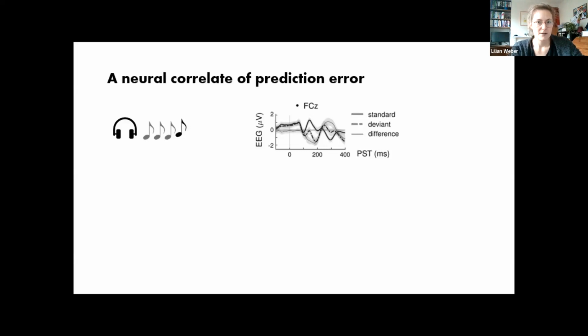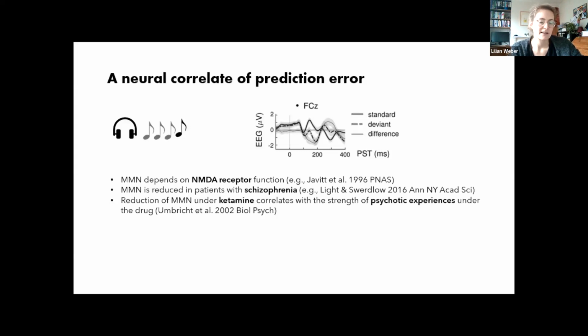But what is also nice is that even though this seems to be a very basic mechanism that we're tapping into here, of how the brain extracts regularities from its environment, it still is interesting from a clinical perspective. So we know, for example, that this signal depends on intact NMDA receptor signaling. We know that from animal studies, but also in humans, that when we block NMDA receptors, for example, using ketamine, this signal is reduced. And it is similarly reduced in patients with schizophrenia. In fact, this is one of the most robust electrophysiological findings in this population, with very high effect sizes.